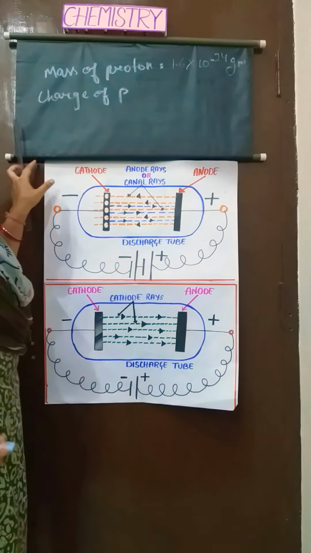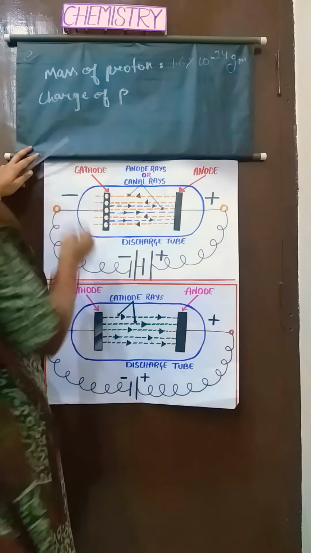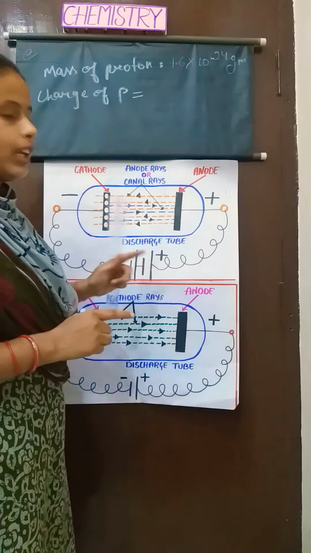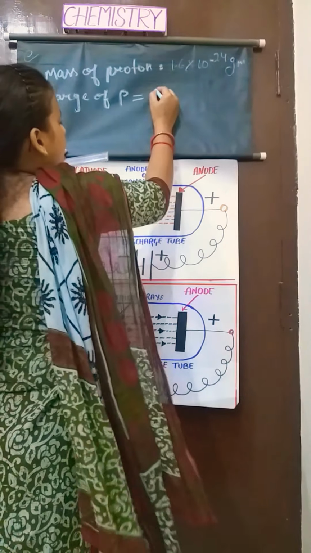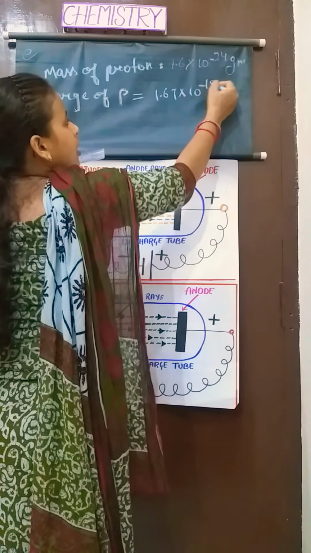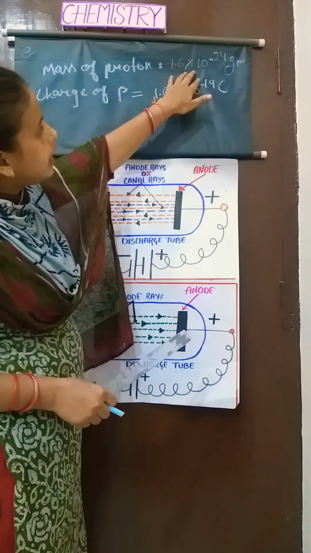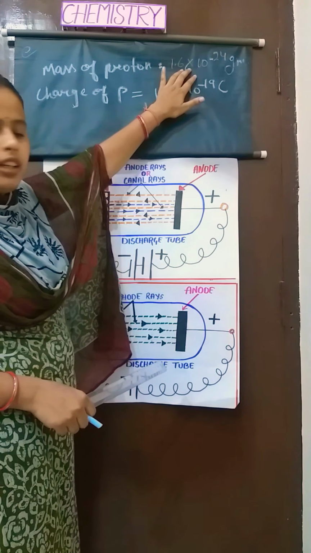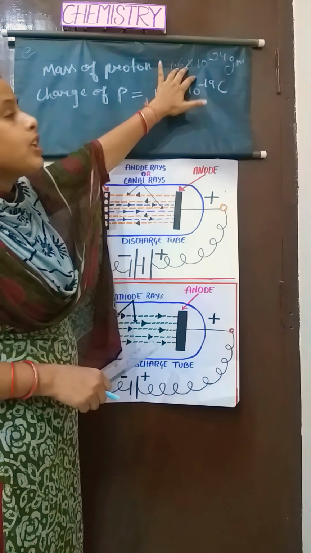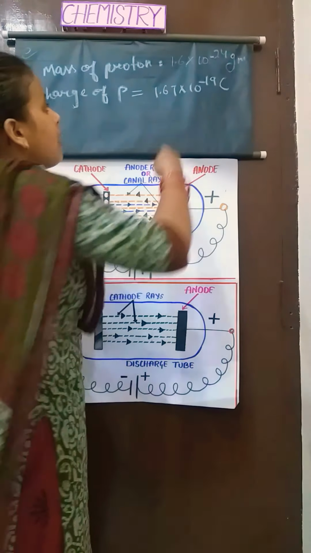We can represent the proton by the symbol P and the electron by the symbol E. So the charge of the proton will be the same as the electron. Here the charge will be 1.67 into 10 to the power minus 19 coulomb. Again, this value is more than the electron. But for calculation purposes, we always consider the mass of the proton as 1 unit.